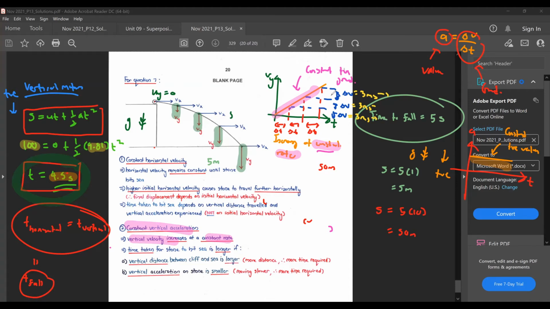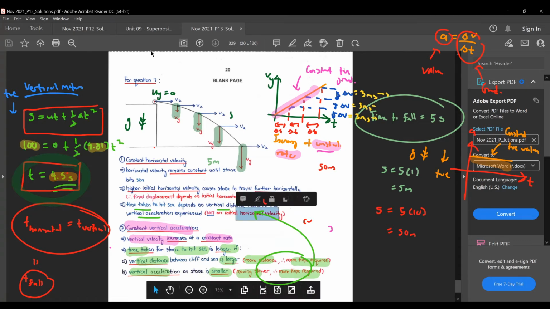Right. The last few points was this: time taken for stone to hit the sea is longer if vertical distance between cliff and sea is larger. More distance, more time required. Or vertical acceleration of stone is smaller. It's moving slower, so more time is required. This is related to what I just mentioned, where I tell you that time taken to hit the sea depends on vertical distance traveled and vertical acceleration experienced. So it doesn't depend on your horizontal velocity.